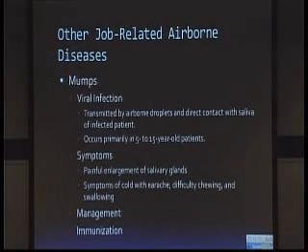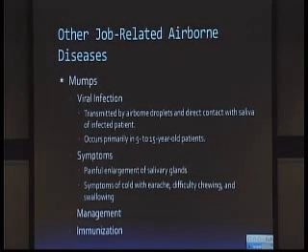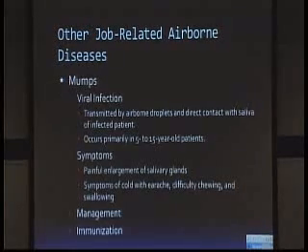Mumps is a viral infection, also completely preventable with immunization. In unimmunized patients, you see it primarily in 5 to 15-year-olds. You get this painful enlargement of the salivary glands that kind of look like a chipmunk, and then later on it can also cause orchitis, or swelling in the testes. And so they have earache, difficulty chewing, swelling. Again, completely preventable with vaccination.